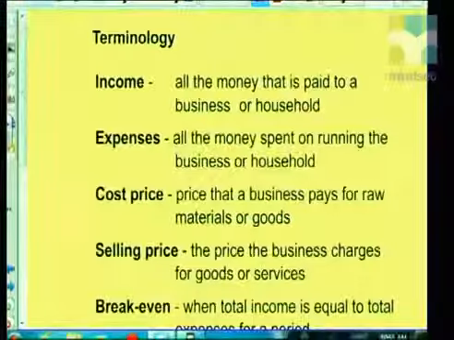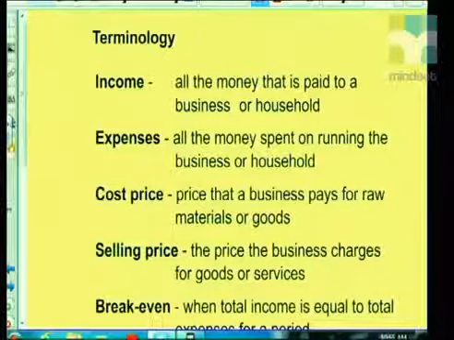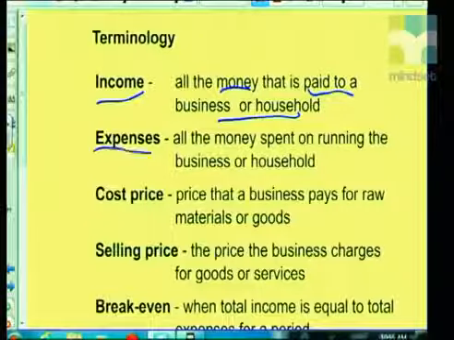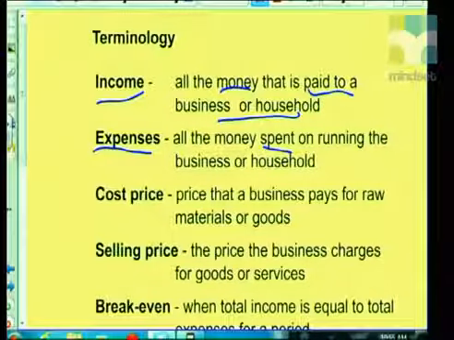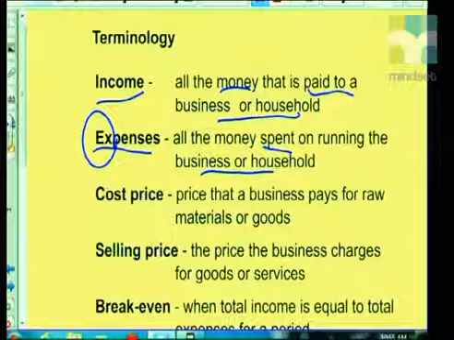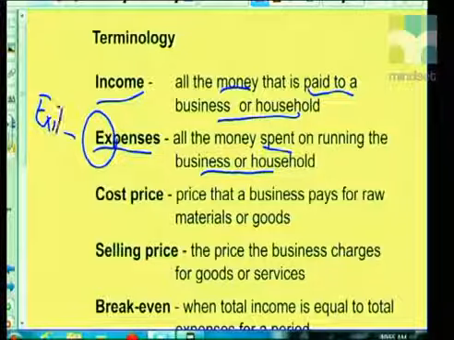So the first thing we're going to ask is, what is income? Income is the stuff that we like. It's all the money that is paid to a business or a household. Money that comes in, income. Come to me, money, it's coming in. And it's not going out. Well, hopefully not too much is going out. That's what expenses are. Expenses is all the money spent on running the business or the household. And EX, it's like exit. That's how I remember that it's money not coming in, it's stuff that's going out.